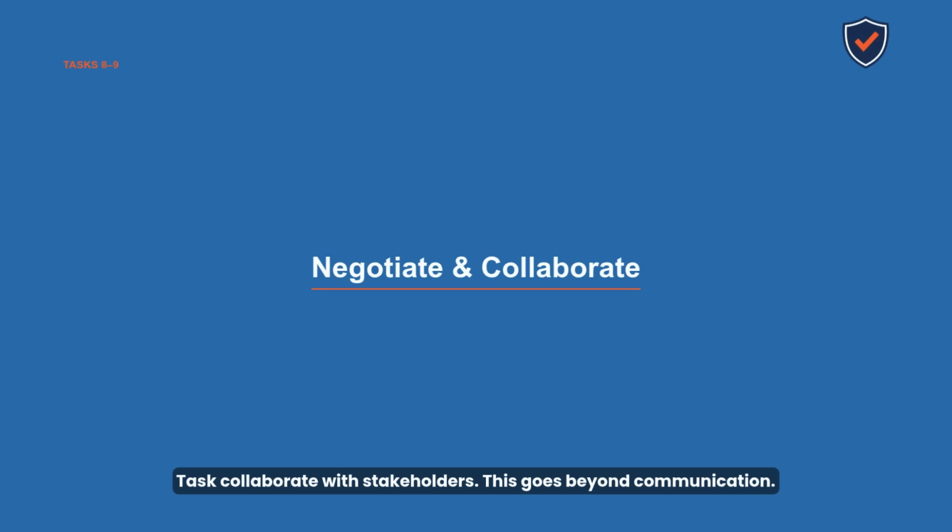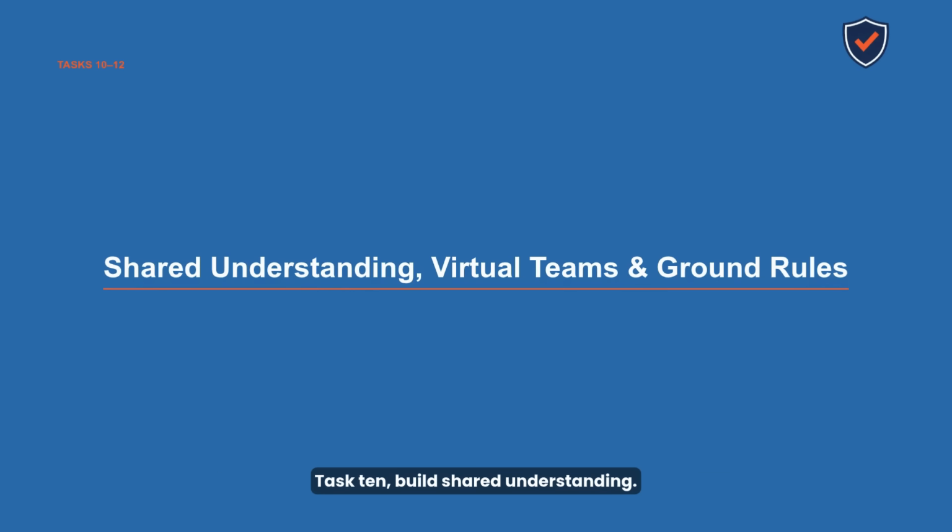Task 9. Collaborate with stakeholders. This goes beyond communication. Collaboration means evaluating engagement needs, optimizing alignment between stakeholder expectations and project objectives, and building trust. Trust is a recurring theme in Domain 1. Task 10. Build shared understanding. When misunderstandings occur, you break down the situation, survey all parties, investigate root causes, and support the outcome. The exam rewards curiosity and investigation over assumption.